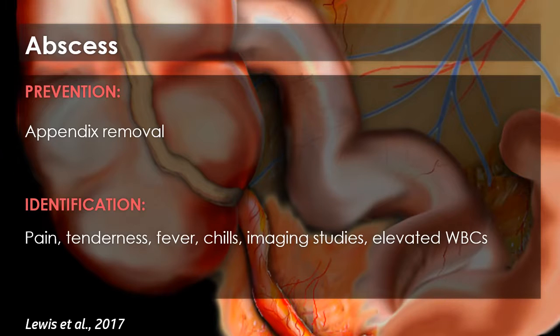Appendix rupture can also cause abscesses to form. The abscesses are painful pockets of pus which are the result of the body's attempt to control the infection. Again, the only way to prevent abscess formation is to prevent appendix rupture through surgical removal. If an abscess occurs, it can be identified through diagnostic tests and by knowing the signs and symptoms.